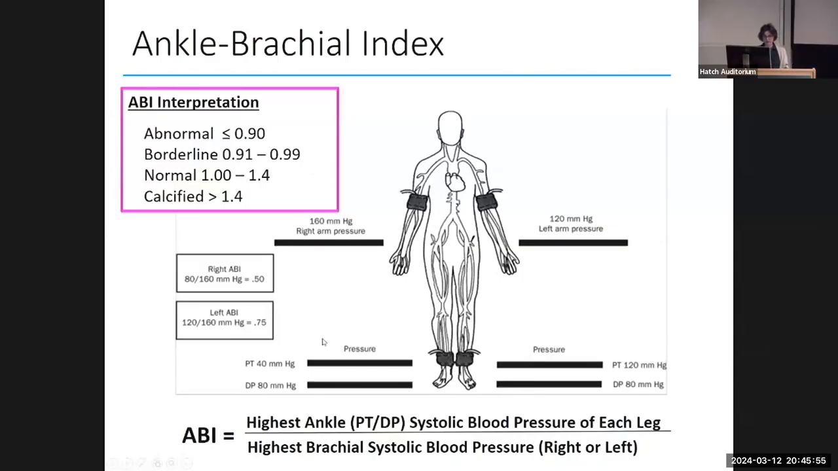And then if we go to the right leg, the higher of the ankle pressures is 80 from the dorsalis pedis. So our ABI on the right, 80 over 160 is 0.5, which is abnormal. On the left, the higher ankle pressure is 120. 120 over 160 is 0.75, which is also abnormal. And the reason we use the higher between the ankle pressures is because it's the most specific for the presence of disease.